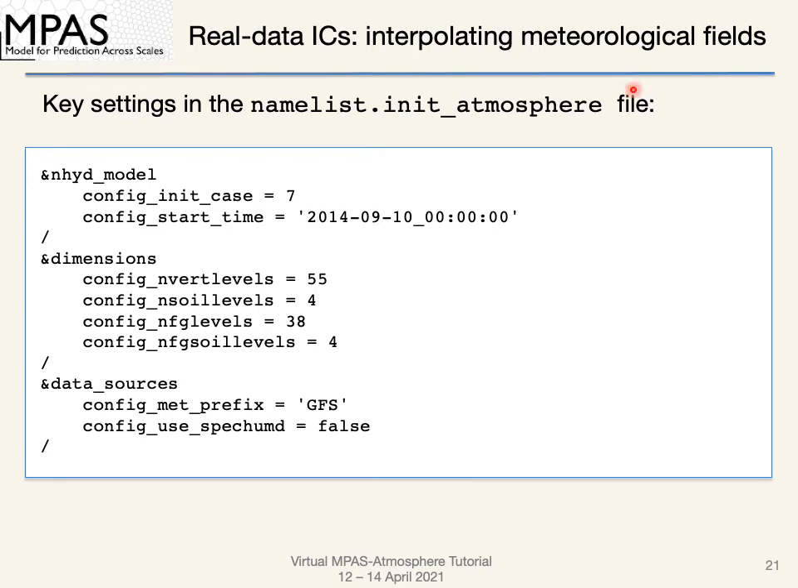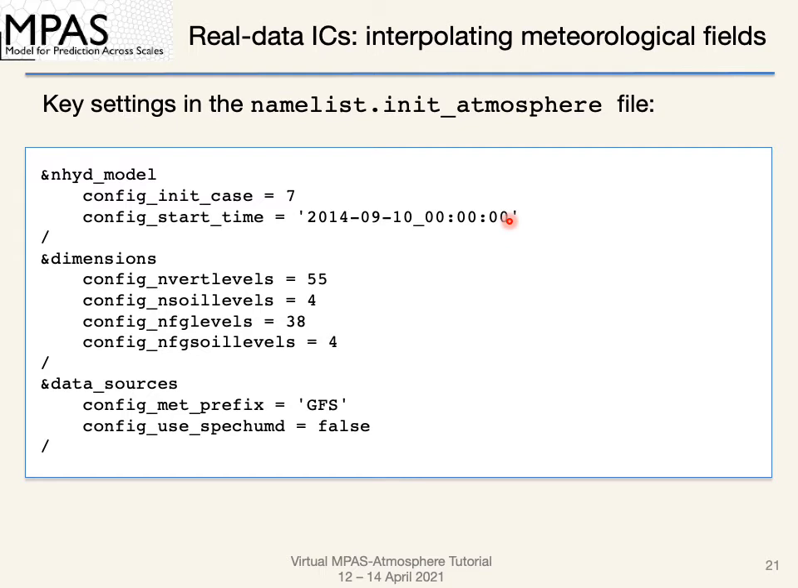So inside the namelist.init_atmosphere file, we've highlighted the key settings here. We still want to produce real-data initial conditions, so we'll keep config_init_case set to 7. But now, because we're processing time-varying fields, we need to specify the valid time of the fields in this intermediate file that contains atmospheric state. So we'll set that with this config_start_time option. In this case, we're saying that we want to produce initial conditions that are valid at 2014 September 10th at 0 UTC. And all of the date-time strings that are used in MPAS are UTC time.